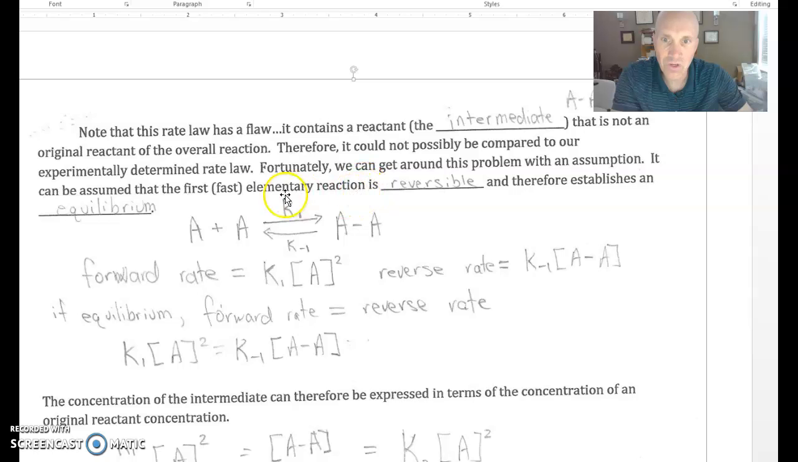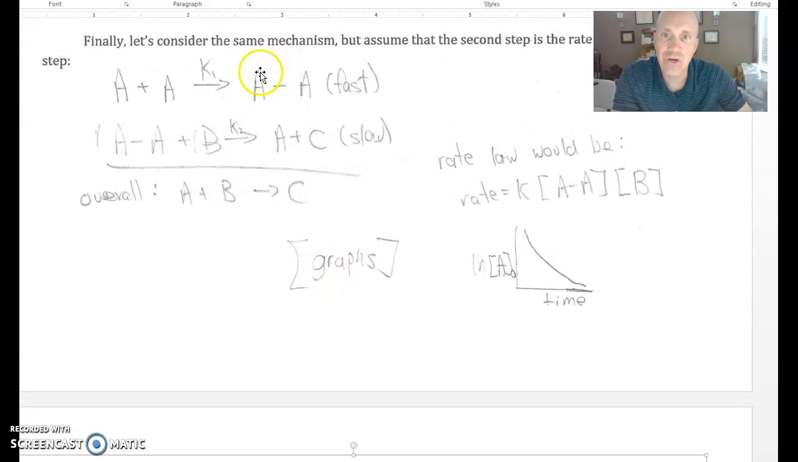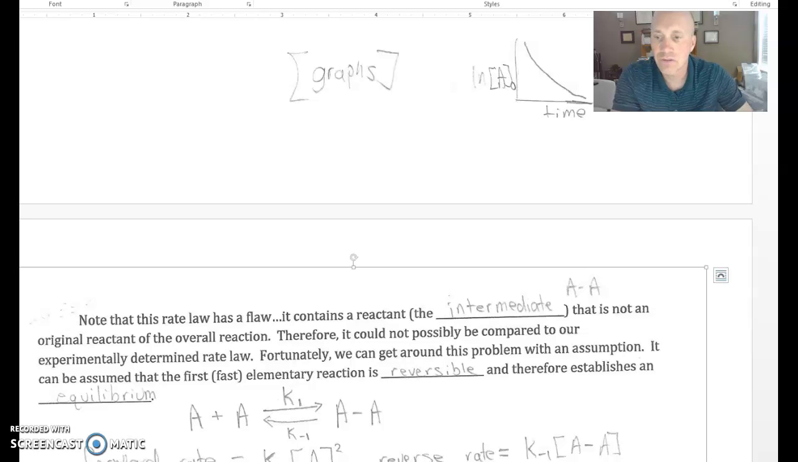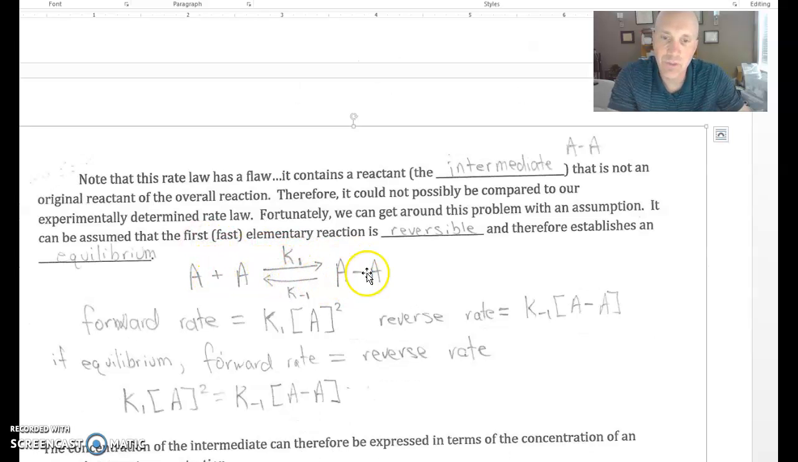So whenever you generate an intermediate, and that is the faster step, what we have to assume is that the first step is a reversible reaction. So if we assume that that first step is a reversible reaction, then we're actually going to have two rate constants. We have the forward one and we have a reverse one. And if it's at equilibrium, and we're going to talk about equilibrium a little bit in the next unit, what ends up happening is that the forward rate equals the reverse rate. That's what happens when you have something at equilibrium.